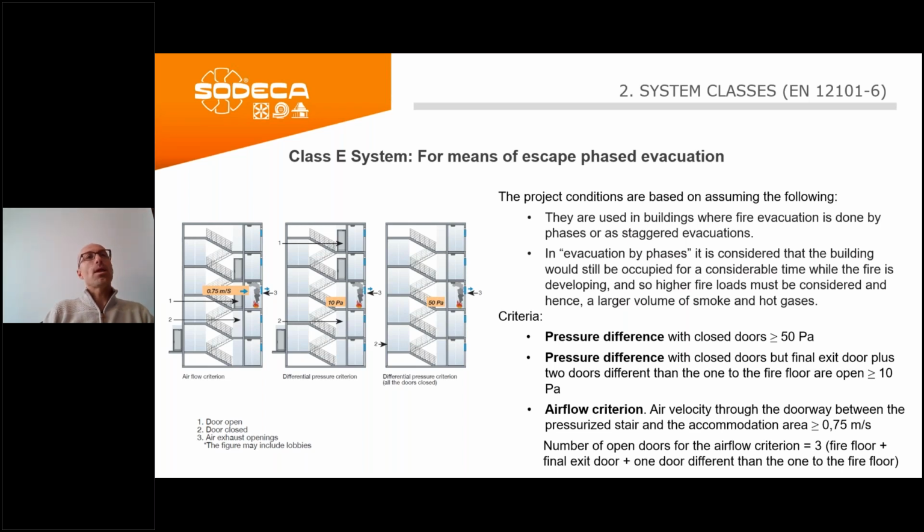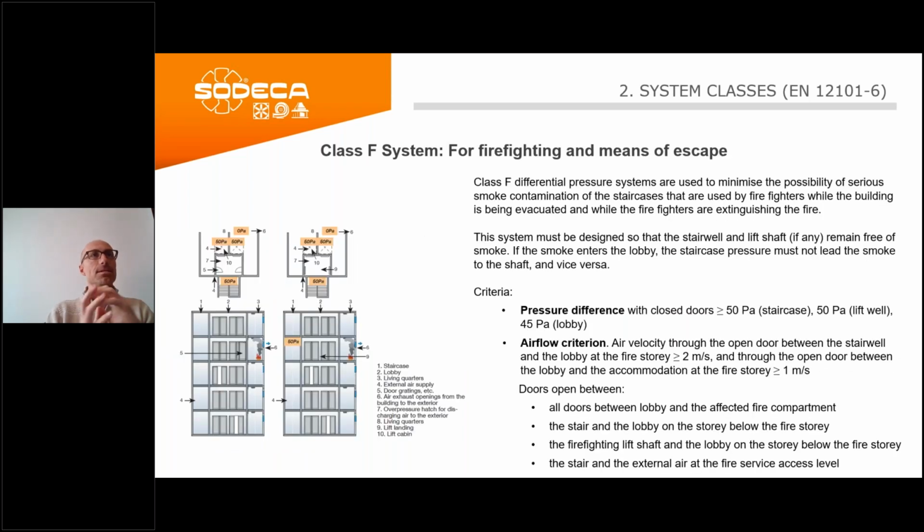So now you can see that if we carry out calculations for a Class A system, we will have an airflow to be supplied into the staircase. More airflow if we consider a Class C system, even more for a Class D system, and even more for a Class E system. These four, A, C, D, and E, only for means of escape. And Class B and Class F, this final one, are meant also for firefighting.